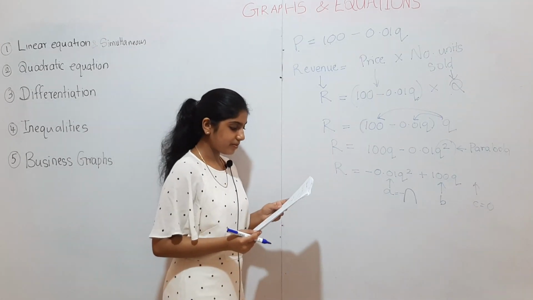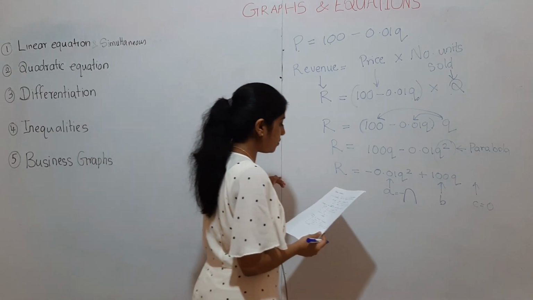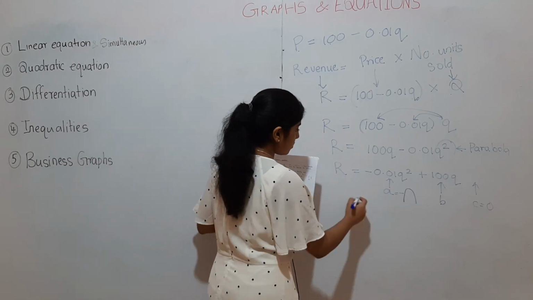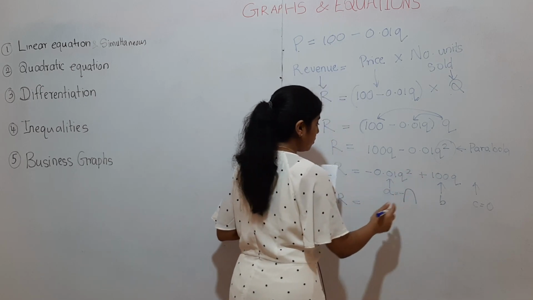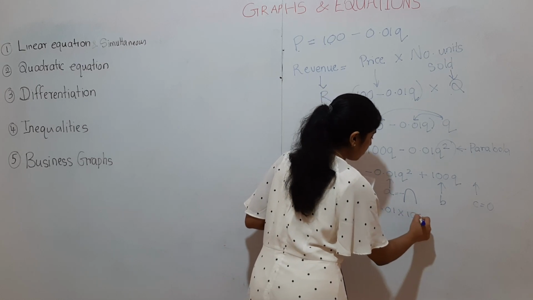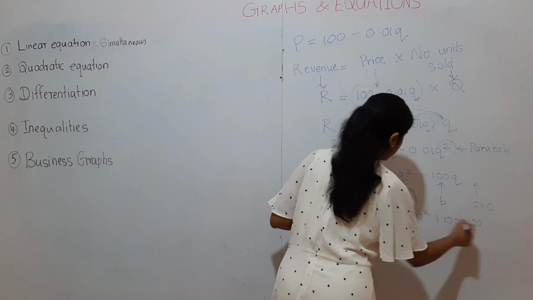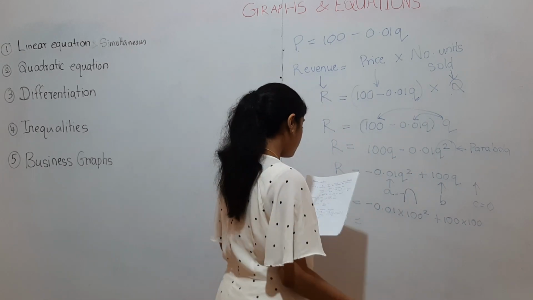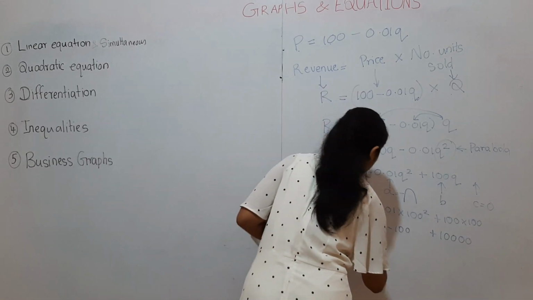Okay, so now their first question is, what's the revenue of 100 units? We know Q stands for units, so 100 units means substitute 100 for Q. Then it's very easy, straightforward. What's the answer? Revenue will be 9,900.